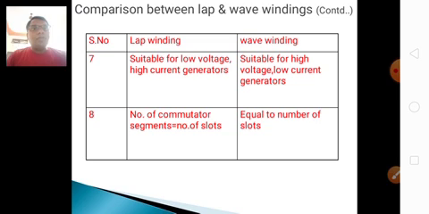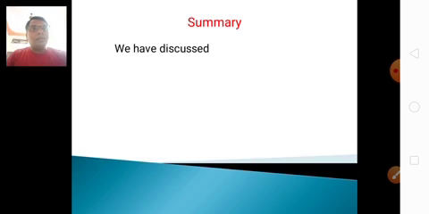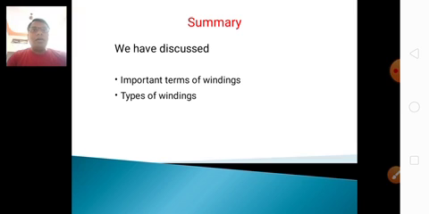The number of commutator segments is equal to the number of slots in lap winding. Suppose it has 36 segments, each slot containing a coil side, then the number of commutator segments is equal to the number of slots. So far we have discussed different definitions of windings, important terms of windings, the types of winding, that is lap winding and wave winding, and the difference between lap winding and wave winding.